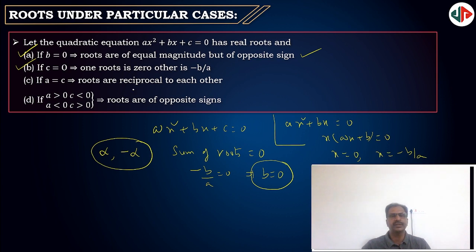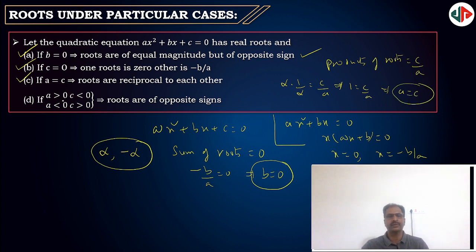Next, if a and c are equal, then the roots are reciprocal to each other. What is the formula for product of roots? c by a. If roots are reciprocal to each other, then one root is alpha, the other root is 1 by alpha, and the product is c by a. Which means 1 is equal to c by a, or a is equal to c. So if a and c are equal, the roots will be alpha and 1 by alpha, which means reciprocal to each other.